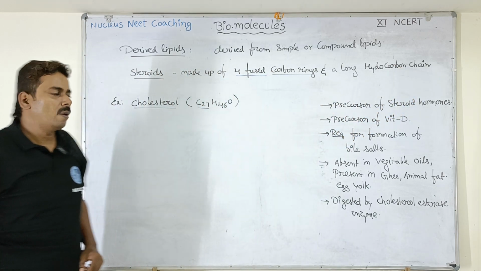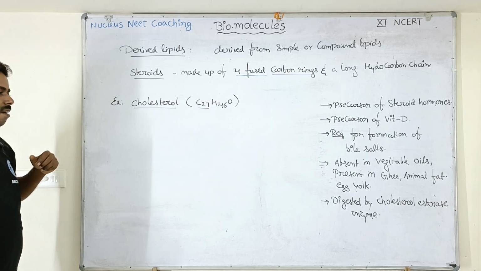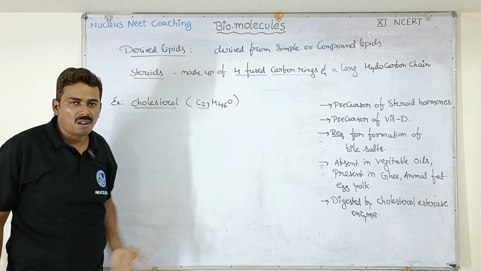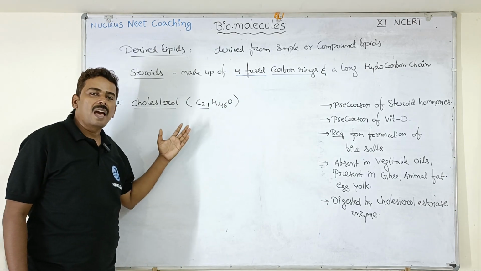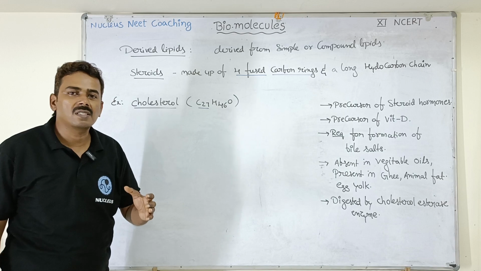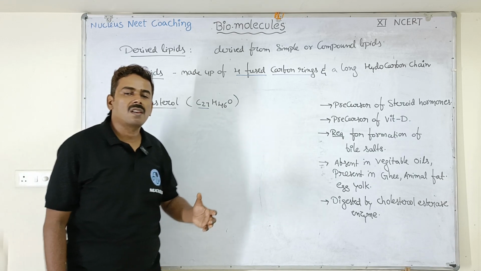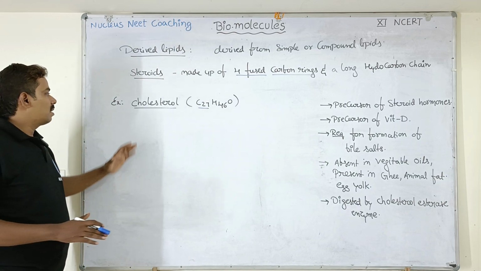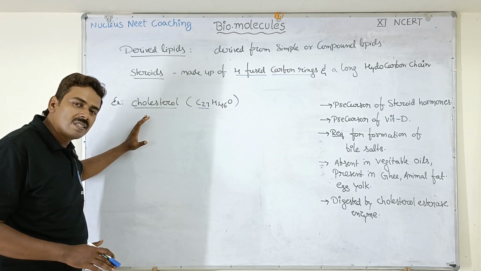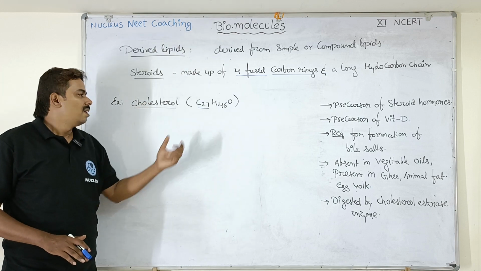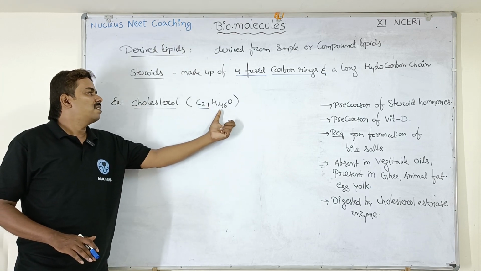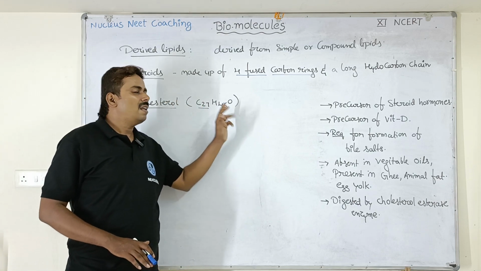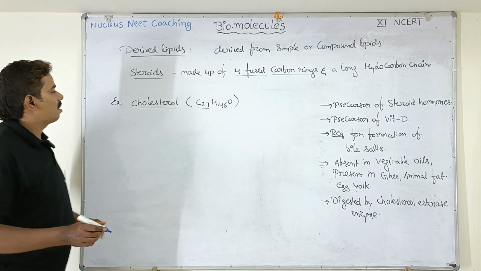of steroid. There are different types of steroids: cholesterol, stigmasterol, ergosterol. Cholesterol is present in animals. Stigmasterol is present in plants. Ergosterol is present in fungi. In our NEET syllabus, we are going to discuss the steroid which is present in animals, that is cholesterol. The formula is C27H46O. So there are 27 carbons, and there is only 1 oxygen in this structure of cholesterol.